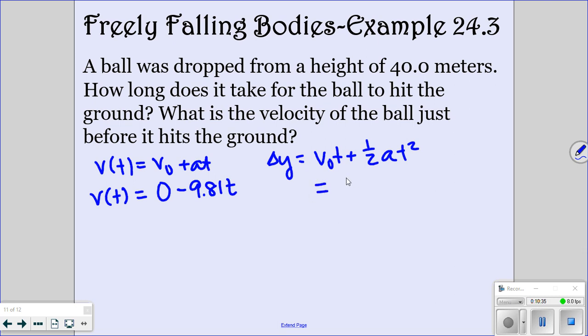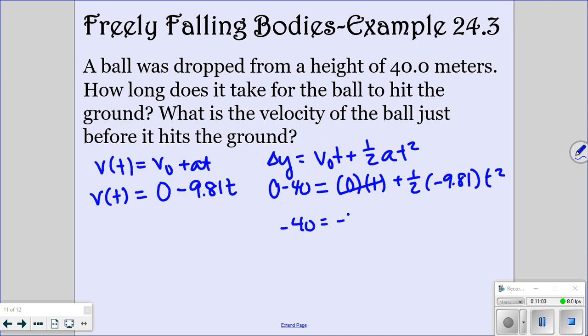Over here, initial velocity is 0. So basically this term in the equation goes away. Then we have plus 1/2 negative 9.81 t squared. And then the change in the height is 0 minus 40. So we have negative 40 equals negative 4.905 t squared. And if you divide, you get 8.15 for t squared.